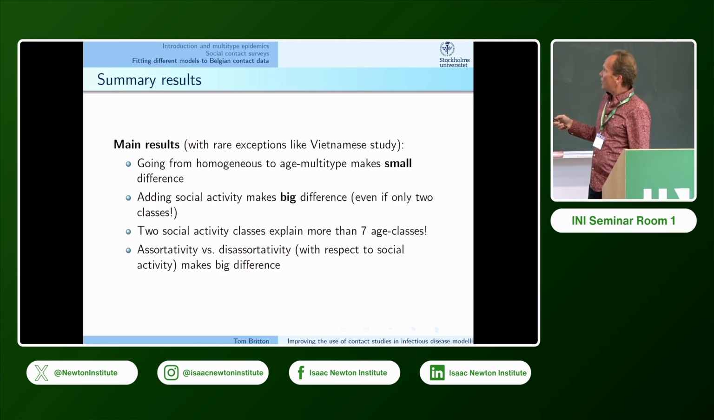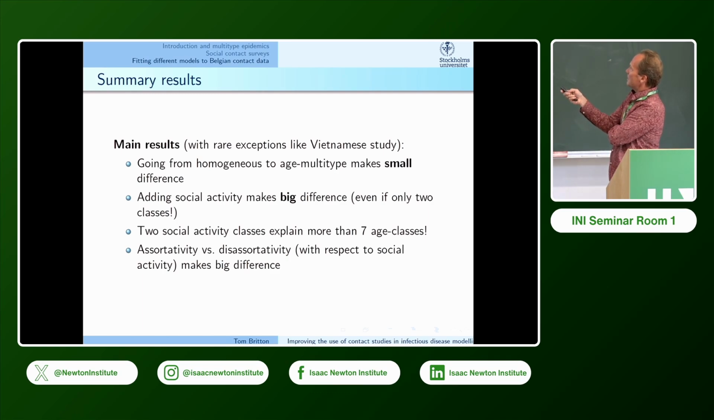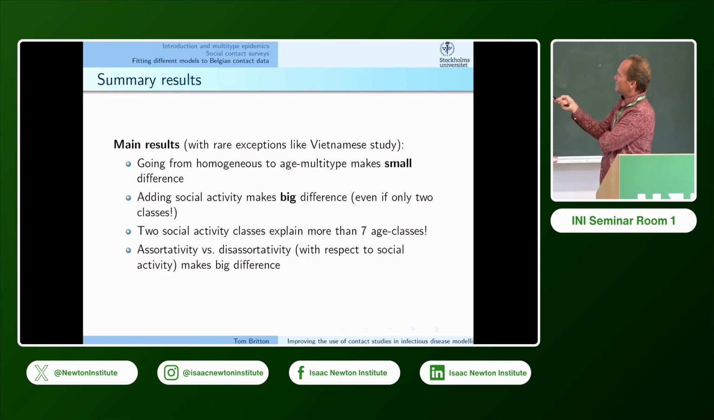So the conclusions that we have seem to be valid for nearly all contact studies, except some extreme ones like this Vietnamese. That if you go from homogeneous model and acknowledging age, that does make a difference, but not such a big difference. But when you add social activity, you get a rather different picture.